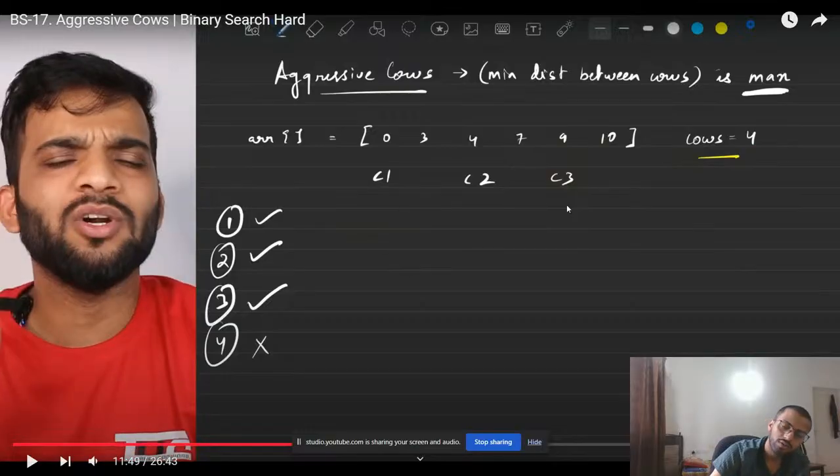So this way we are going linearly. Minimum distance should be 1, minimum distance should be 2 and so on.